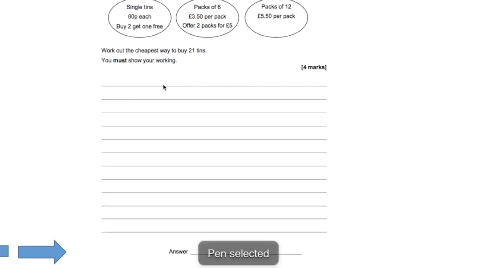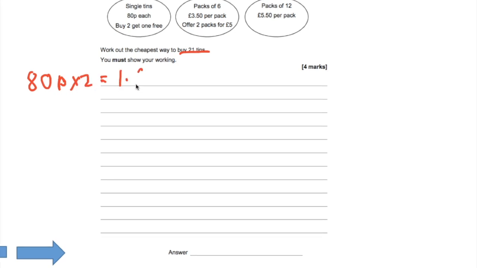So single tins at 80p each, buy 2, get 1 free. Cheapest way to buy 21 tins. So if I pay for 2 of them, if I have 80p and I buy 2 of them, times by 2 for £1.60, I actually am paying for 3. So 3 tins in this scenario is costing me £1.60.